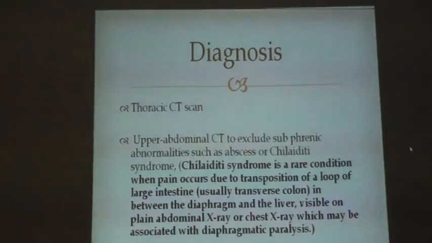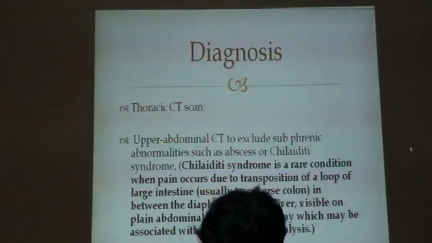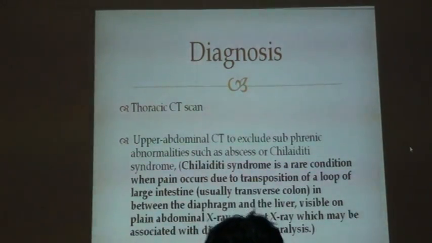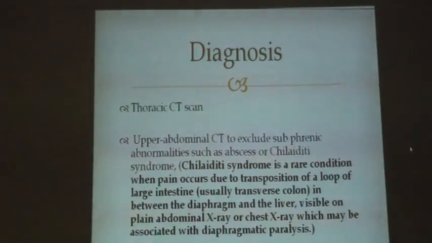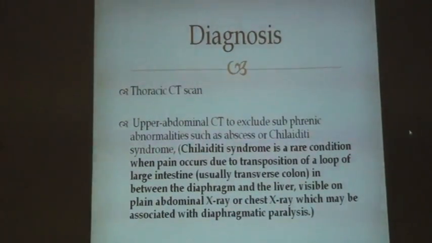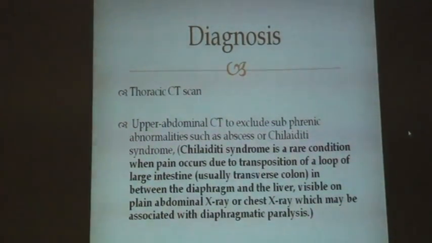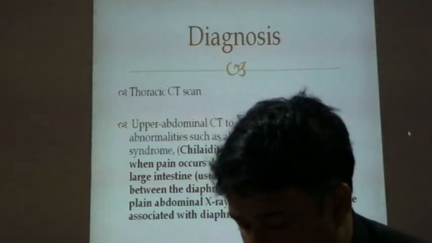Diagnosis is mainly by thoracic CT scan. An upper abdominal CT is used to exclude subdiaphragmatic abnormalities such as an abscess or Chilaiditi's syndrome. It is a rare condition where pain occurs due to transposition of a loop of large intestine, usually the transverse colon, in between the diaphragm and the liver, and is visible on plain abdominal X-ray or chest X-ray, which may be associated with diaphragmatic paralysis.